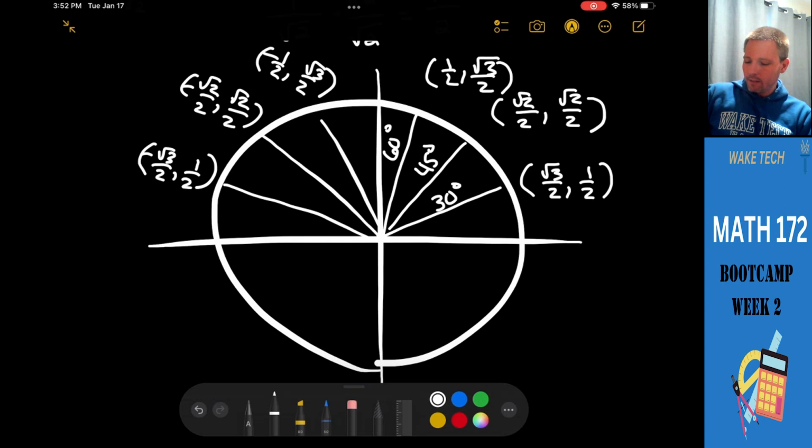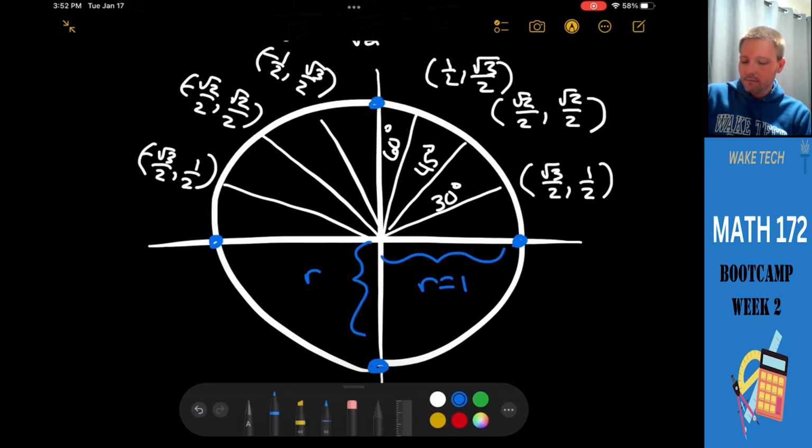I'm going to point out one last thing. We actually haven't labeled 4 of the angles yet: the 2 on the x-axis and the 2 on the y-axis. Since the unit circle has a radius of 1, we can get those. We don't need a triangle to get them. The ordered pair over here at 0 degrees is 1, 0.